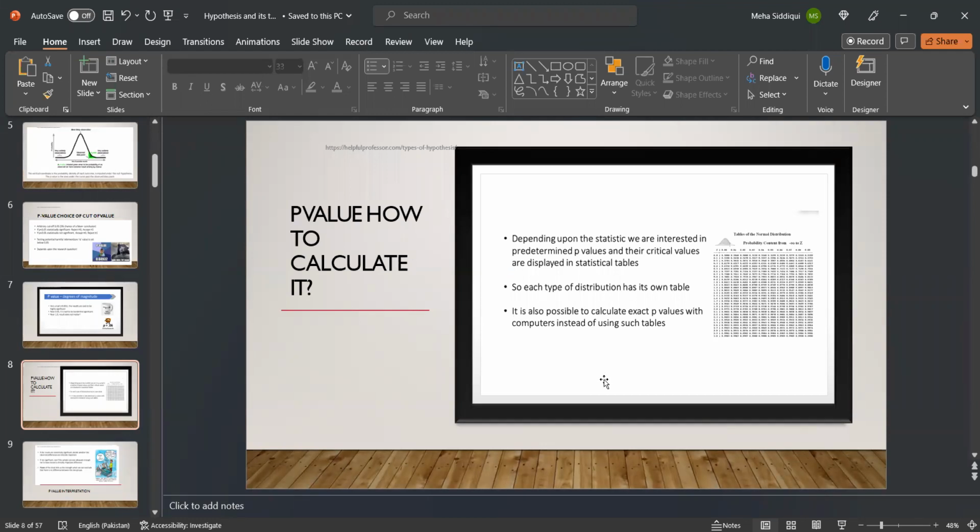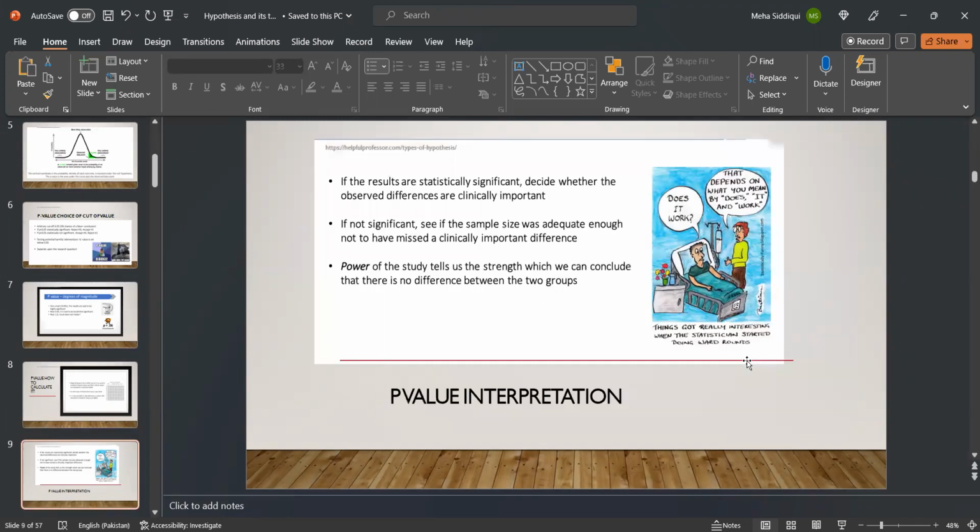Depending upon the statistic we are interested in, predetermined p-values and the critical values are displayed in a statistical table. So each type of distribution has its own table. It is also possible to calculate exact p-values with computers instead of using such tables.